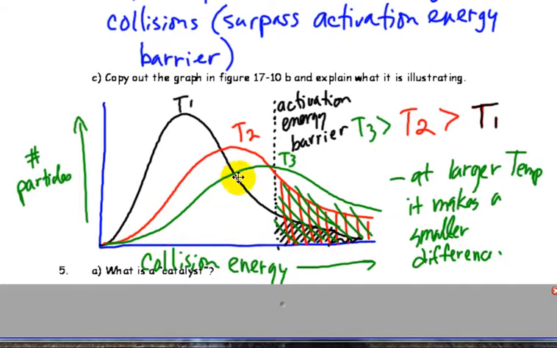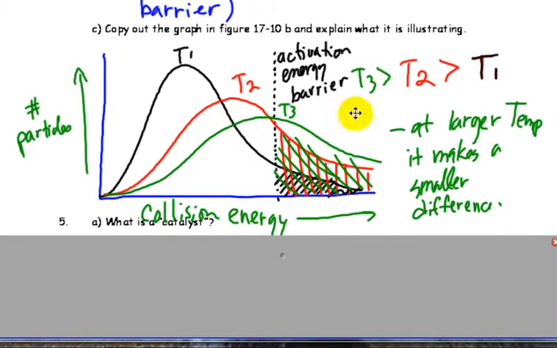But at T3, a larger temperature yet, things shift to the right, but you can see it's only a smaller amount more that is able to have the right energy. So it's kind of a weird relationship there, just showing you that it's not doubling the temperature, you double the rate. It doesn't quite work like that. Initially, when you increase the temperature, it makes a huge difference, but after a while, it doesn't.